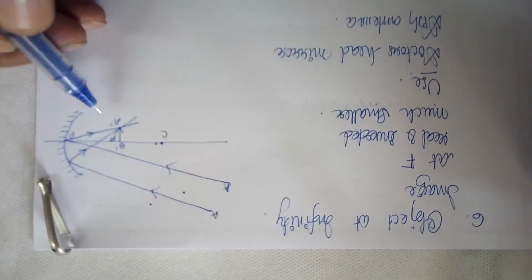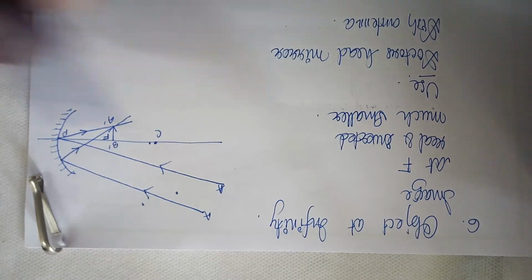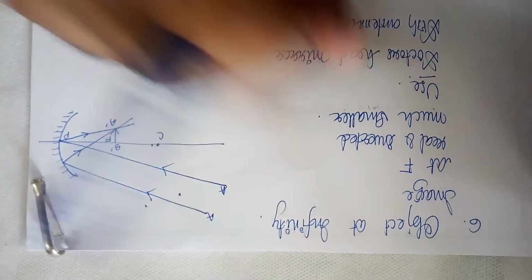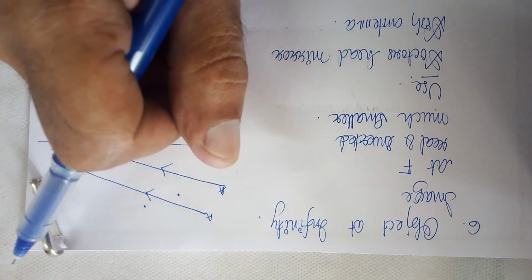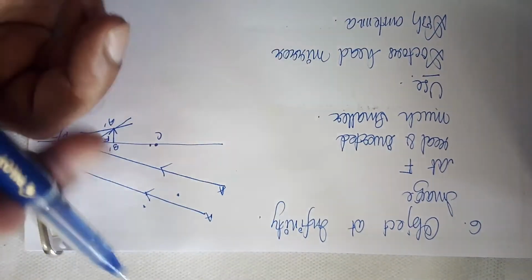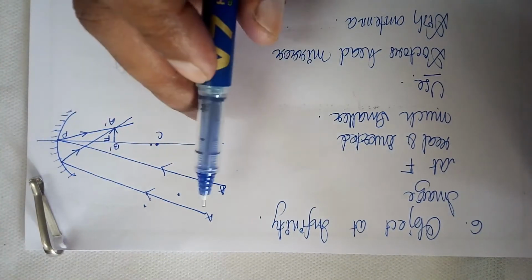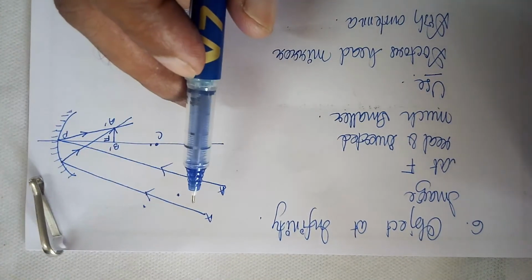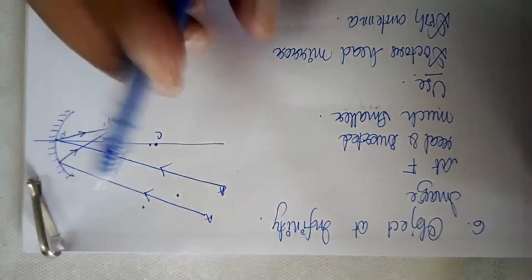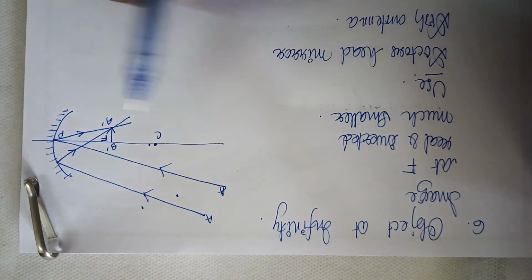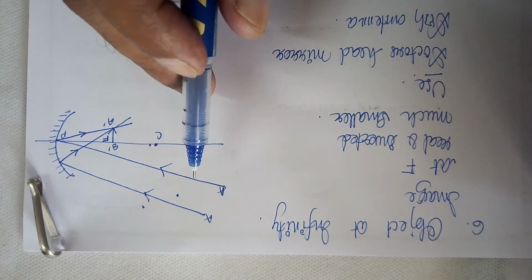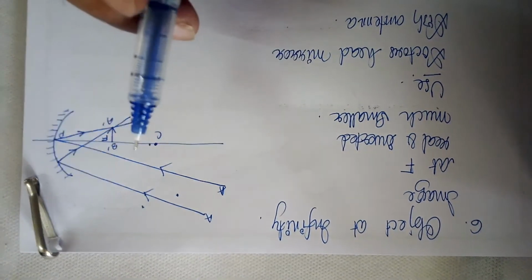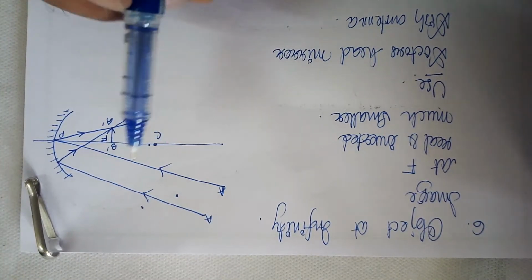Now consider an object placed at infinity, or a very far off place. If an object is placed at infinity in front of a concave mirror, since the object is very far off, it cannot be shown in this figure, as you know, because the object AB is far off.